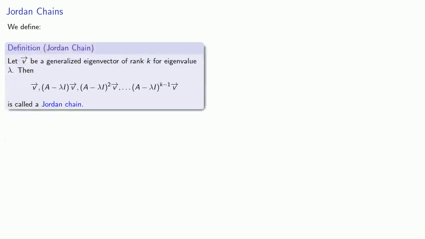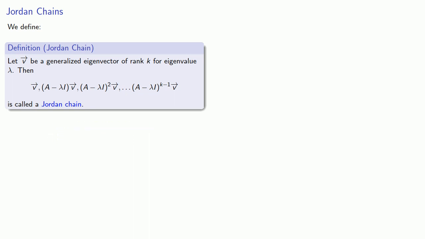Let v be a generalized eigenvector of rank k for eigenvalue lambda. Then (A - λI) applied to v is a generalized eigenvector of rank k minus 1. (A - λI)^2 applied to v is a generalized eigenvector of rank k minus 2, and so on. And we get a sequence of vectors, which we'll call a Jordan chain.